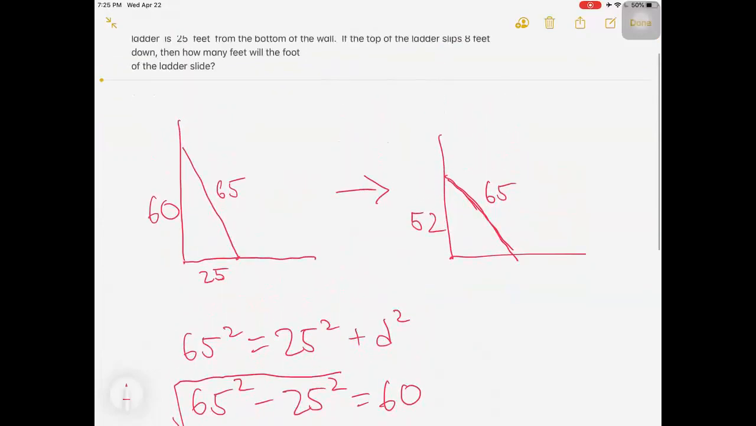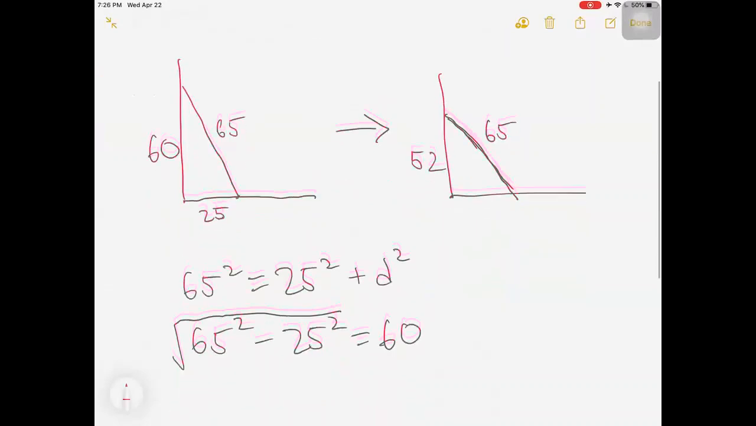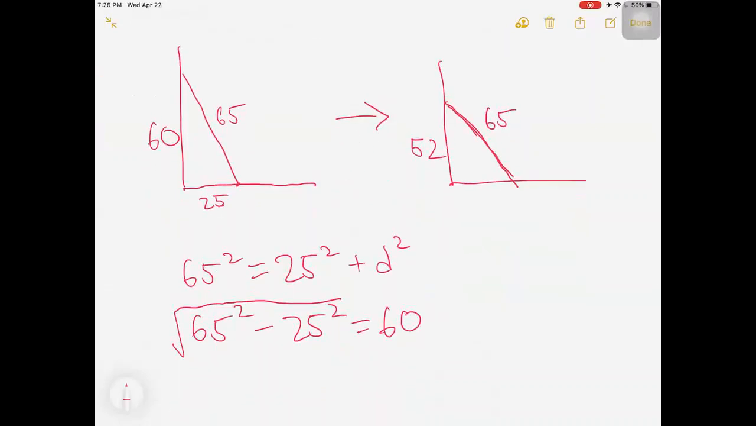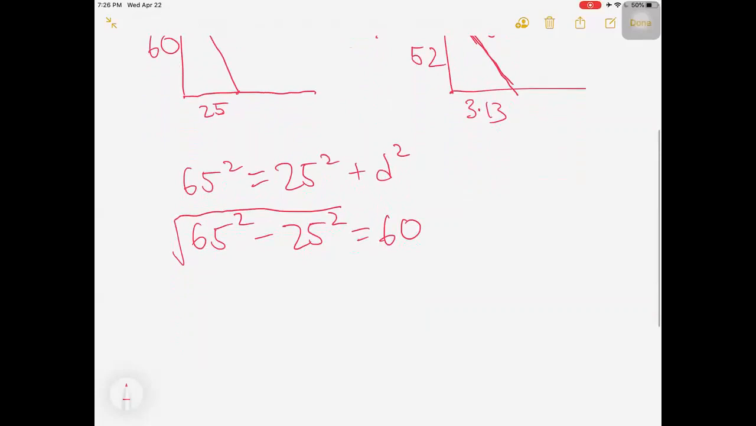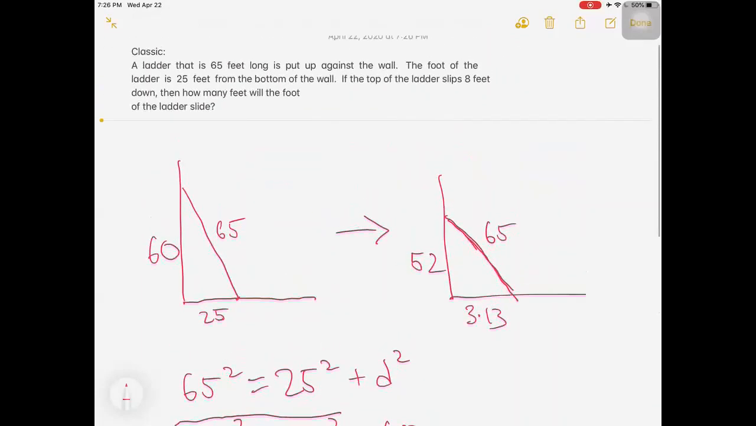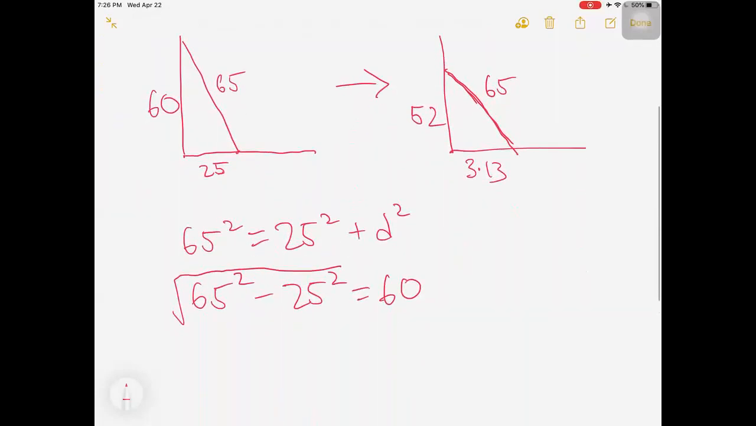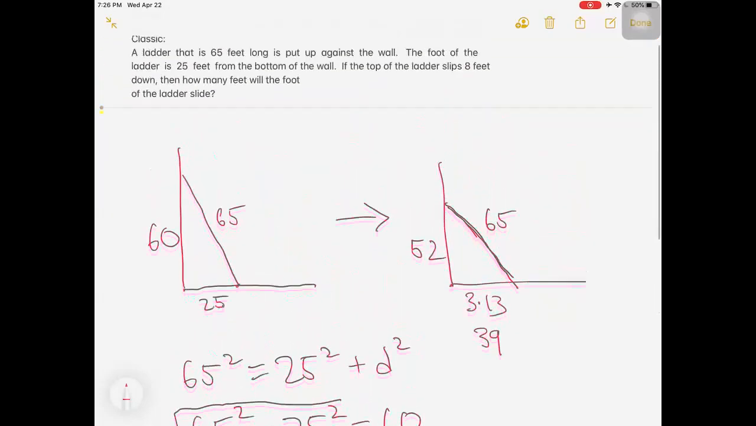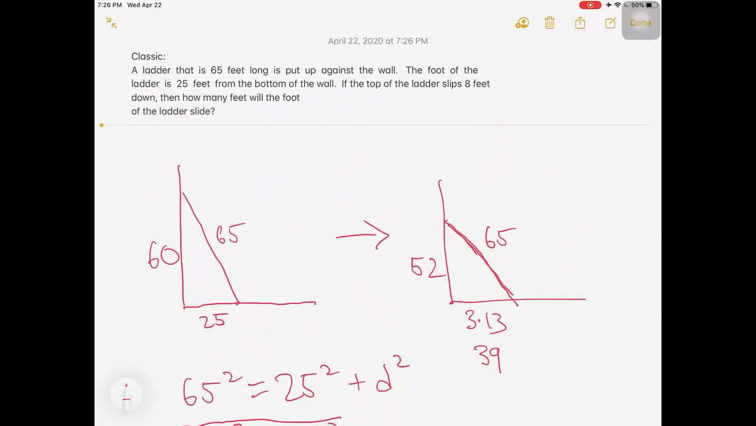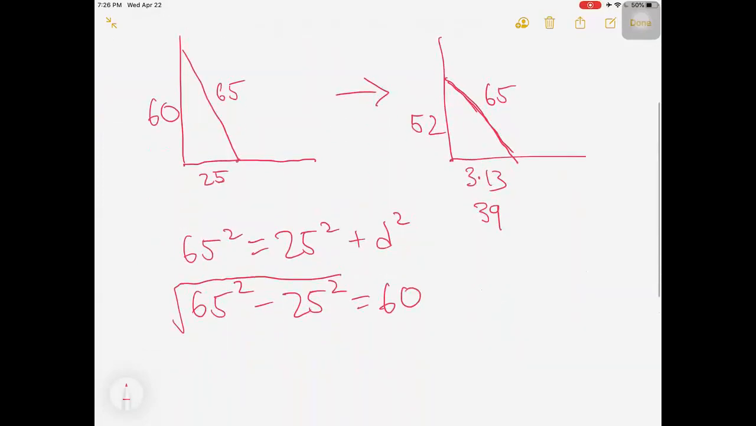But at this point, you can notice that both of these numbers have a factor of 13 in them. So it's just a 3, 4, 5 triangle. So this side length is just 3 times 13, so this length is going to be 39 now. It's asking us how many feet the bottom of the ladder slides, and it's just 39 minus 25, which is 14.